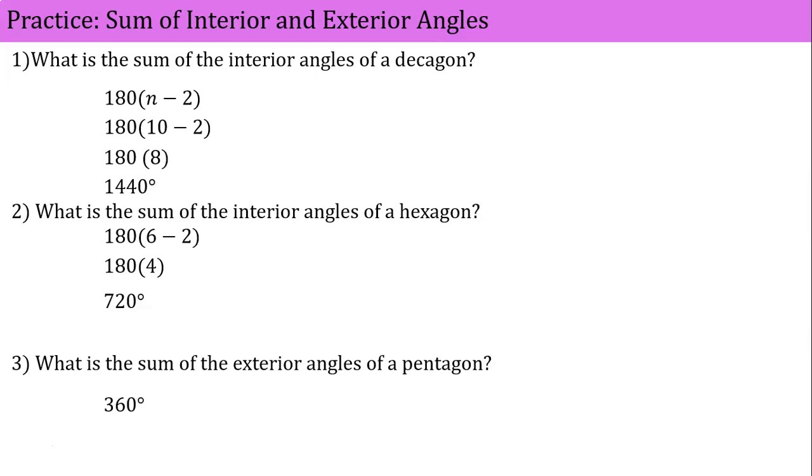The sum of the exterior angles of any polygon in the whole world is 360. So even if I had stopped reading after this word angles, even if I hadn't read pentagon, this word didn't matter because no matter what type of polygon it is, the answer was going to be 360. It's always 360 for exterior angles.